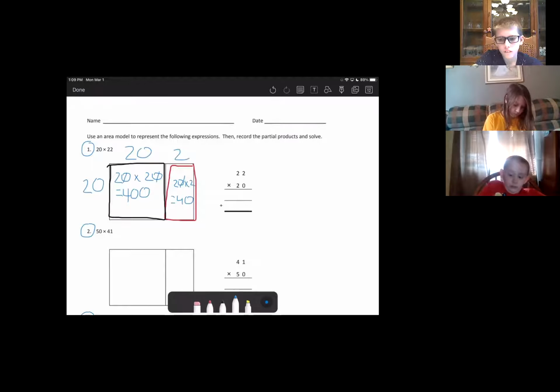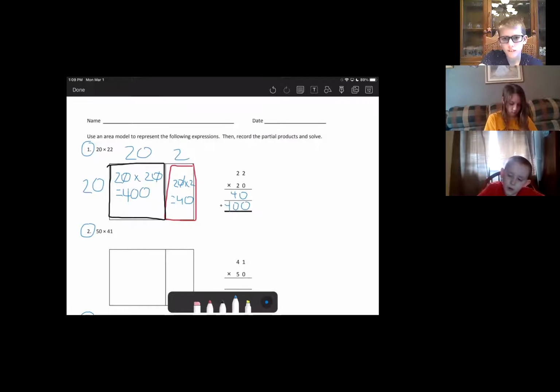So when we write our problem vertically over here, first we would do our smaller rectangle. So first we did 20 times 2, and we got 40. So I can write that here. And then we did 20 times 20, which is 400. And when you're writing your partial products, when we're writing vertically, you want to make sure you line up your ones and your tens and your hundreds to make sure you don't get them mixed up.